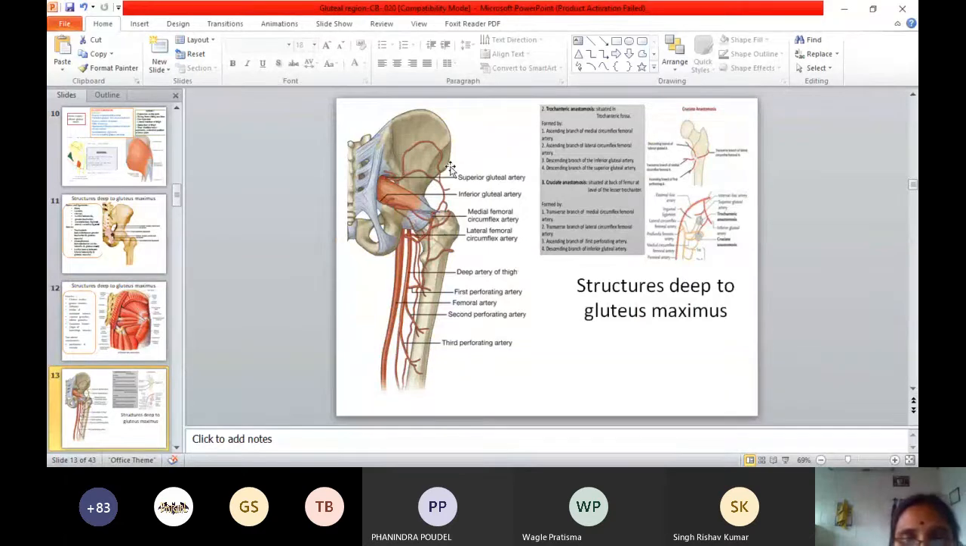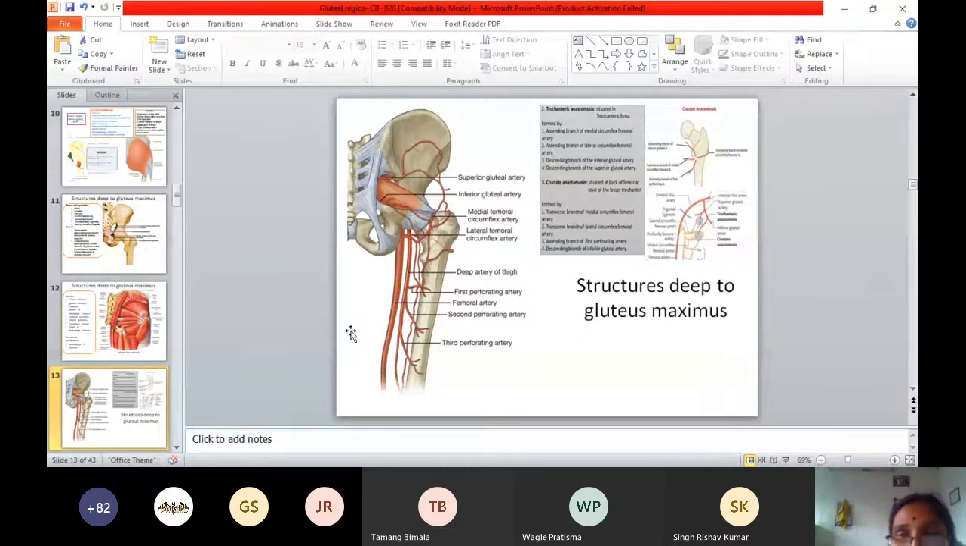Here you can see, after taking out all the muscles and structures, you can see the anastomosis. This anastomosis is related with the greater trochanter. This is the trochanteric anastomosis. This anastomosis is related with the neck of the femur, deep to gluteus maximus. This one is known as cruciate anastomosis. So these two anastomosis lie deep to the gluteus maximus.